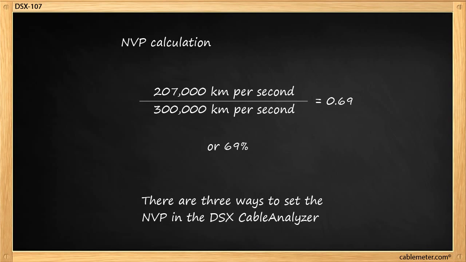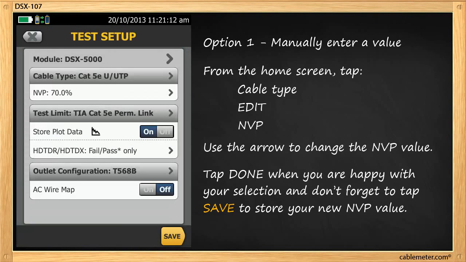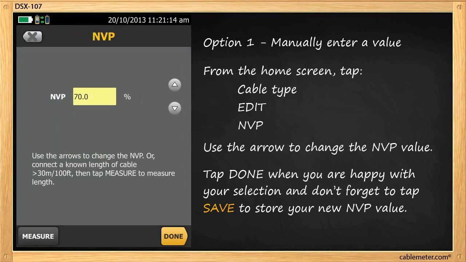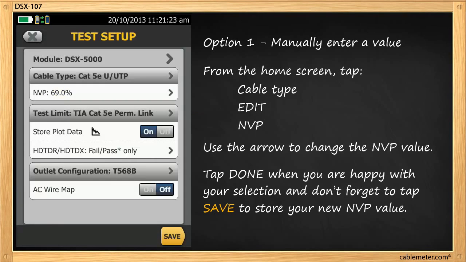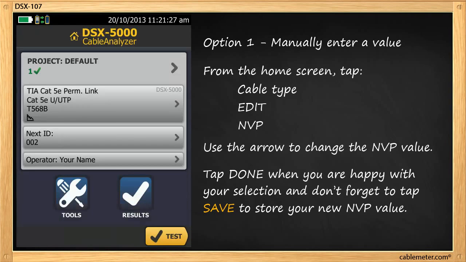There are three ways to set the NVP in the DSX cable analyzer. Entering the value is the simplest way. From the home screen, tap where your cable type is, tap Edit, and where you see NVP, tap, and then using the arrows, change the value to your desired value. Once you're happy with that, tap Done, Save, Use Selected, and now you're ready to begin testing.